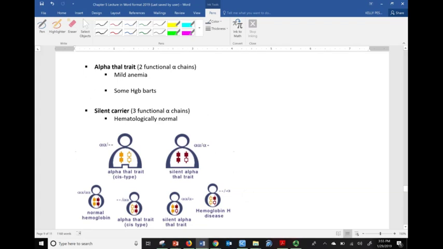All right, and these last two here, alpha thalassemia trait and then the silent carrier, they're not as bad. In the silent carrier, you have 3 functional globin chains and are considered hematologically normal. Even if you have only half of the alpha globin genes, you will probably just have some very mild anemia. And when you're born, you might have an increased amount of hemoglobin Bart's, which is 4 gamma chains. And after you start maturing and you don't have that large amount of hemoglobin F anymore, then you won't have that hemoglobin Bart's present.